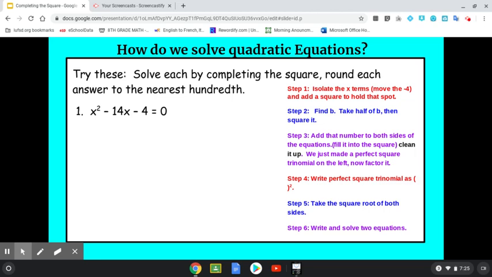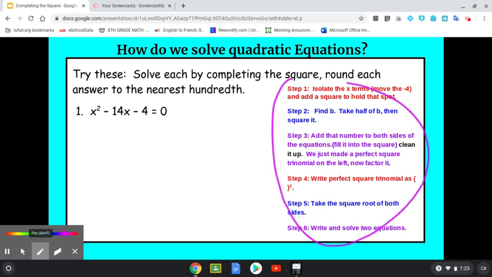Okay, so now we're going to try the next three examples together: completing the square to solve a quadratic. We're going to follow step by step. The steps are on the side right here, and we're going to go through one through six together.